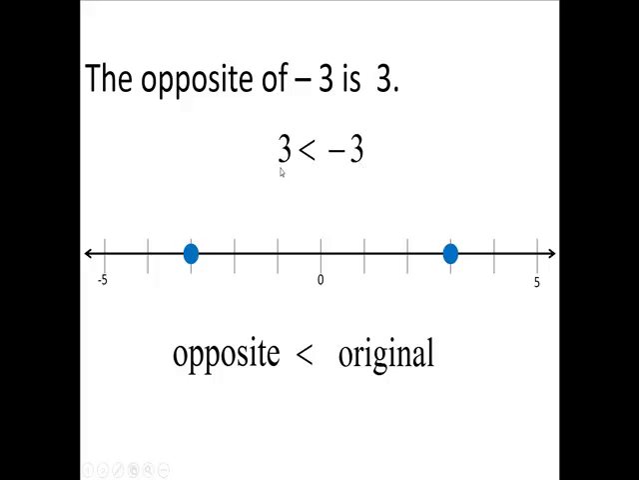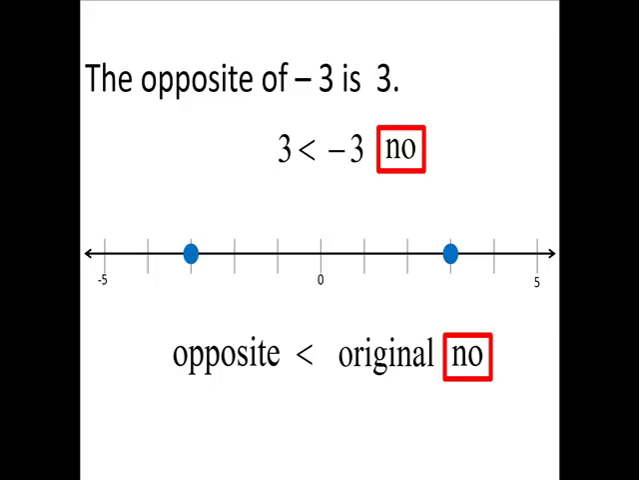Now, is it true that 3 is smaller than -3? Well, no, it's not true, is it? So it did not work when the original number was the -3. In that case, the opposite, the 3, is not smaller than the original -3.